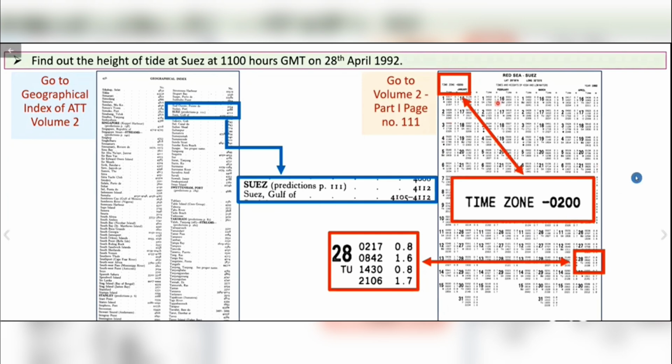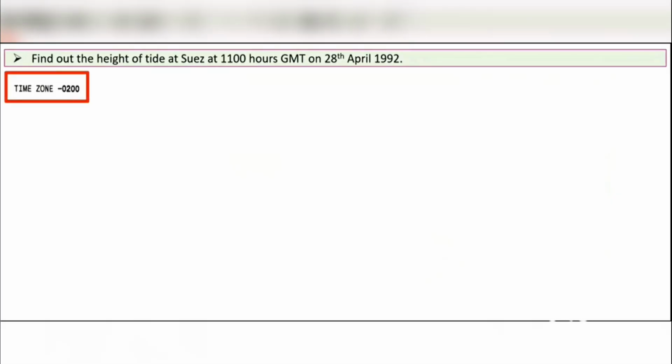Now, these times here would be in the Suez Standard Time, the Egyptian Standard Time. And if we have to deal with GMT, we'll have to convert GMT into the standard time of Suez before we can continue with our calculations. So we just saw that the time zone for Suez is -2. Tide required is for 1100 hours GMT. So we'll have to convert GMT into Suez time.